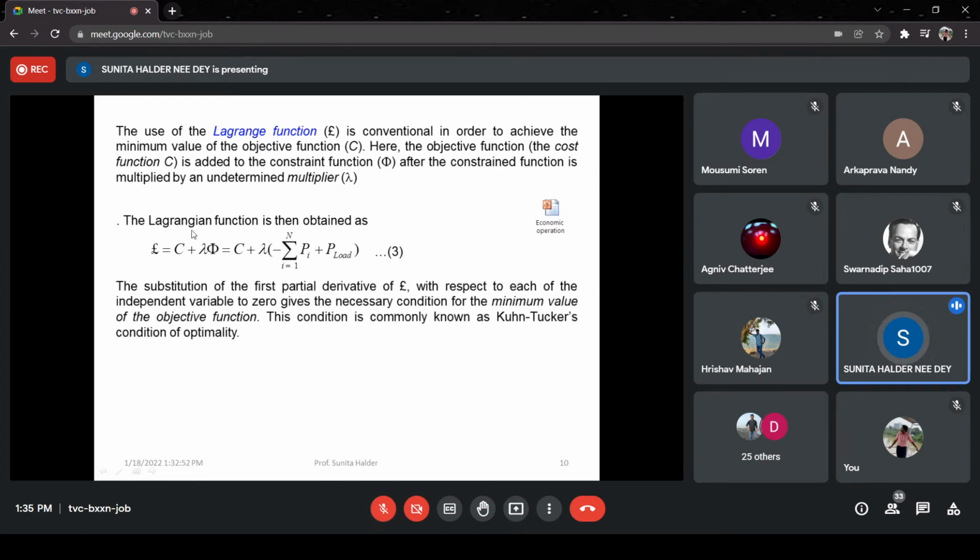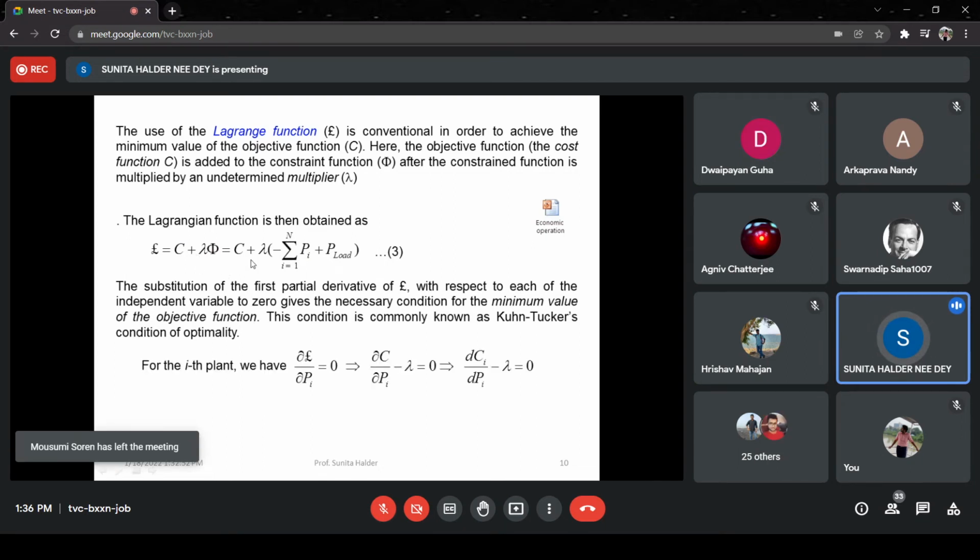Now, if we want to minimize any function, then the first derivative of that function should be equal to 0. From there, we shall get that condition. So we take the first derivative of this function with respect to the power generation, because the economic generation schedule will give us the generation of each generator, so that the total plant can be operated economically.